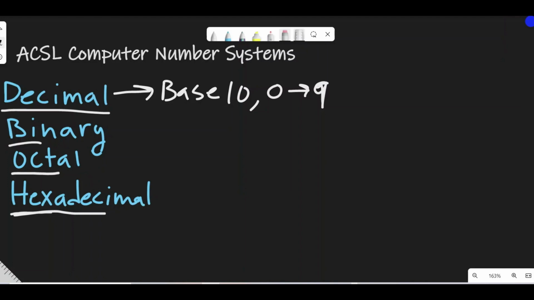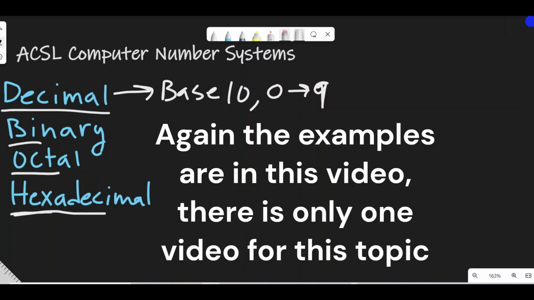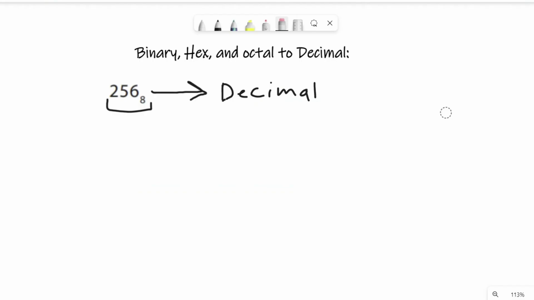Another skill that you're going to need to know for the ACSL is how to convert decimal to binary, octal, and hexadecimal, and how you jump between these number systems. For example, how do you jump from binary to hexadecimal, and how do you interchange those values? So those kinds of tips and tricks I'm going to show in the next video where we do some problem examples.